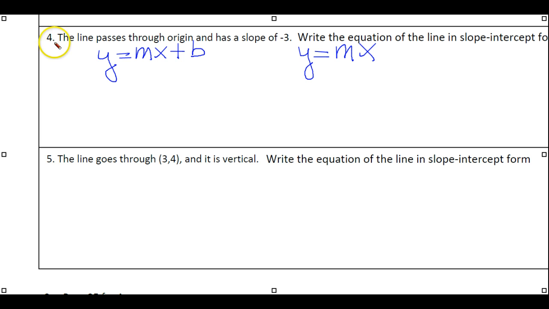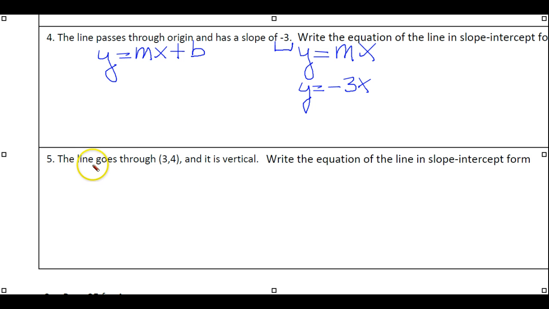So as we look at example 4, it says the line passes through the origin and has a slope of -3. Well, here's the slope-intercept form, but now they're saying that b is 0. So in a sense, there is no b. And here's most of our equation. So all we have to do is put our slope there. Y equals -3x. And that's as easy as this one is, if you're following along with what's going on.